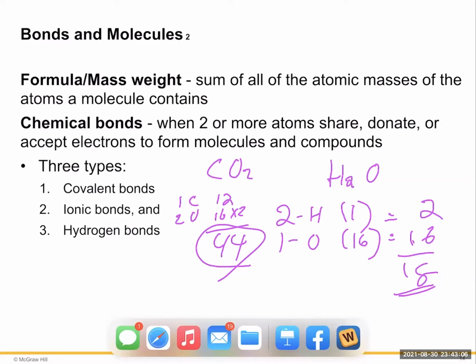All right, so chemical bonds. In chemical bonds, two or more atoms share, donate, or accept electrons to form molecules or compounds. You have three types of bonds, basically: covalent bonds, ionic bonds, and hydrogen bonding. Those are very important in microbiology.